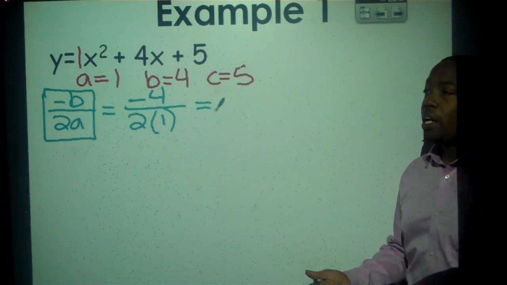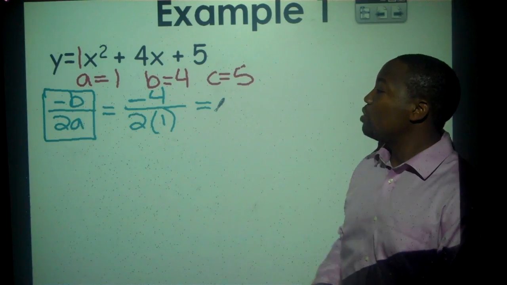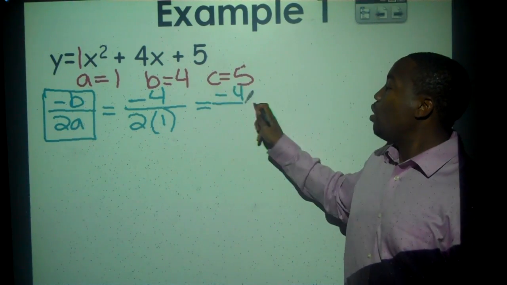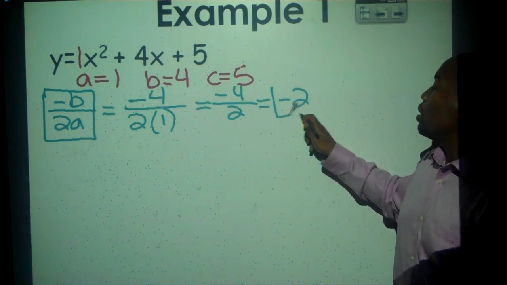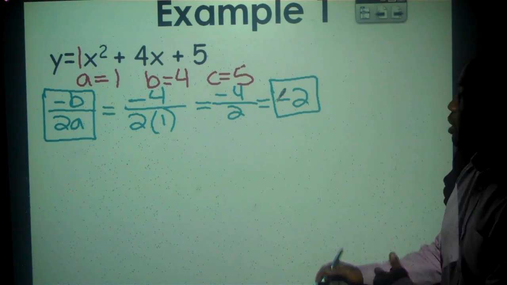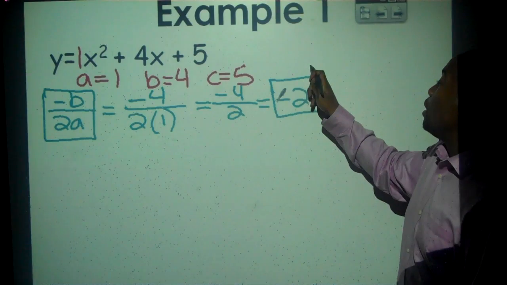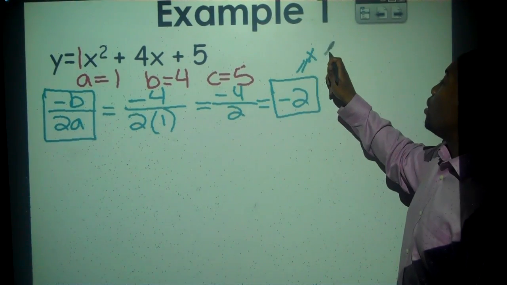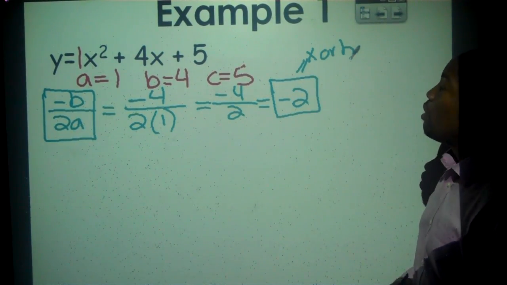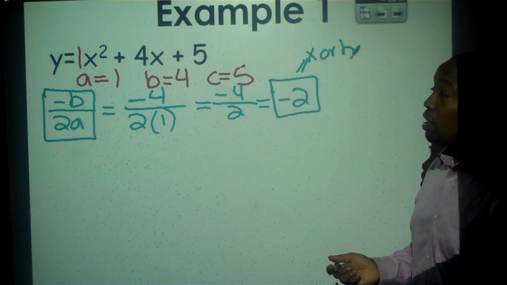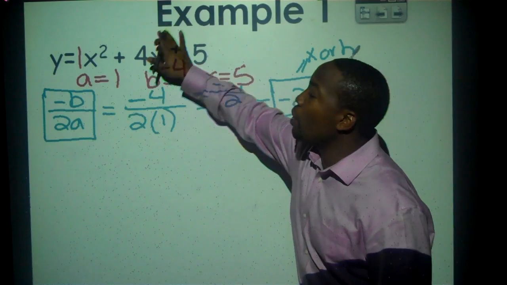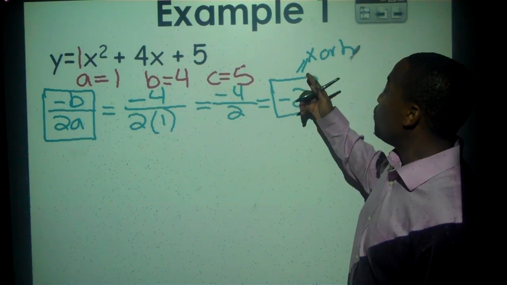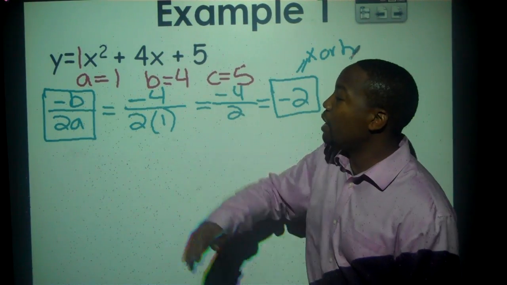And so what do I get now? Negative 4 over 2 gives me negative 2. As I said again, this equals my x or my h, however way you want to put it, it's the same thing. So take this negative 2, and what do I do with it? I put it right back in the equation. If you want to say it's your x, you plug it right back into x.